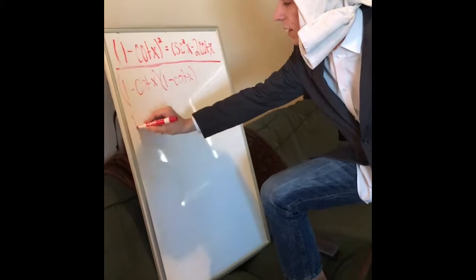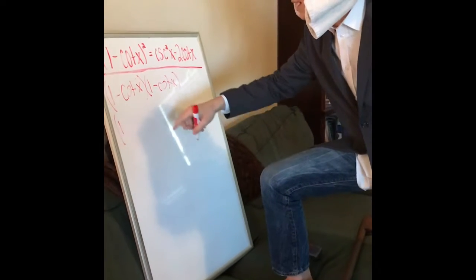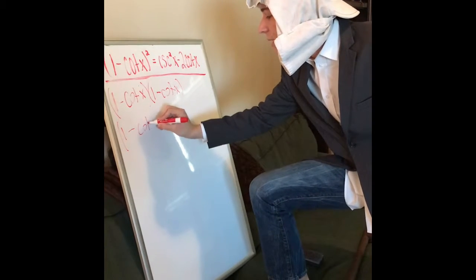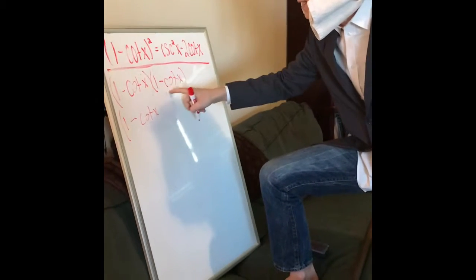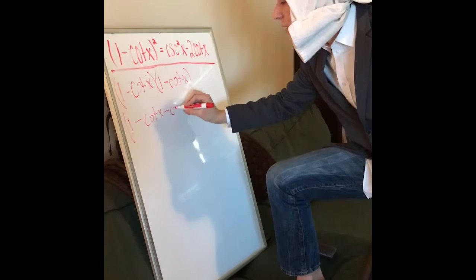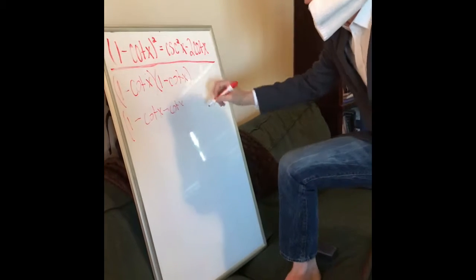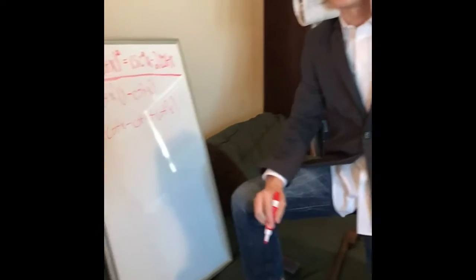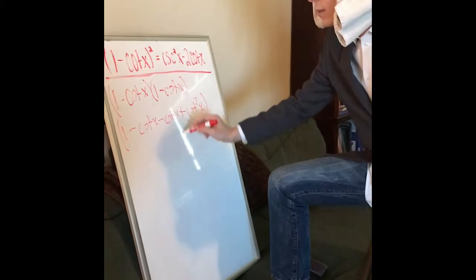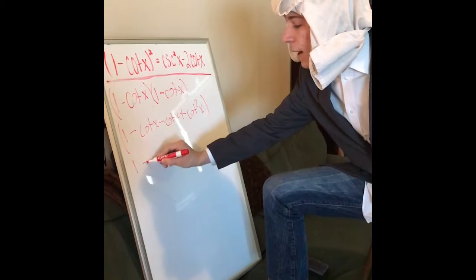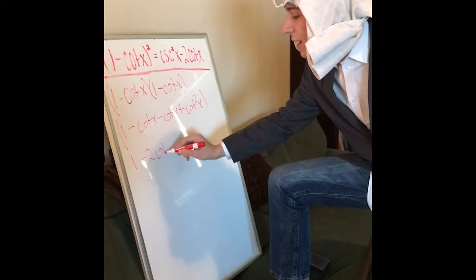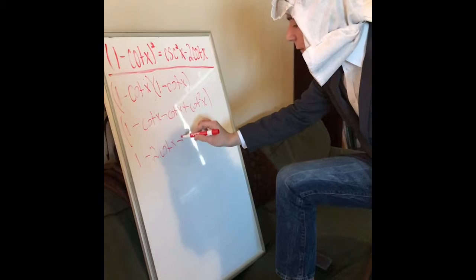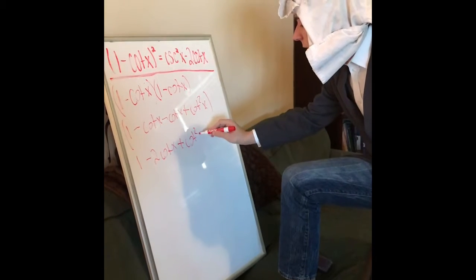Do the first, get 1. Do the outside, get a negative cotangent. Do the inside, the cotangent of the 1, get a negative cotangent. And do the last and get a positive cotangent squared x. Now we can combine these two right here. Get 1 minus 2 cotangent x. That's what we're looking for, one of the things. And then we have plus cotangent squared.